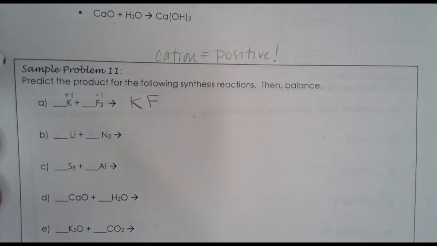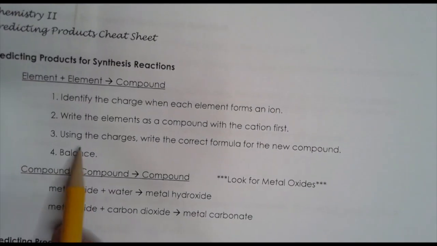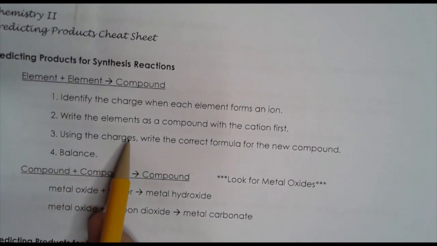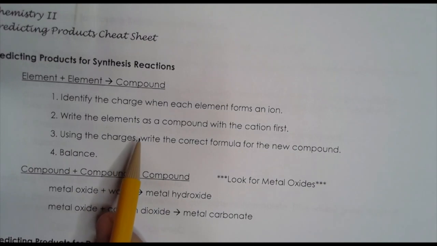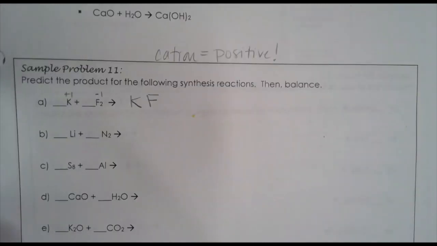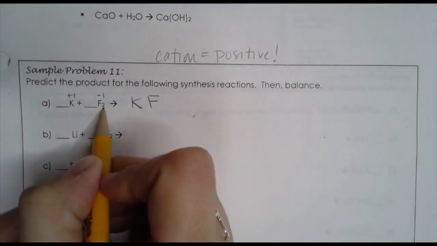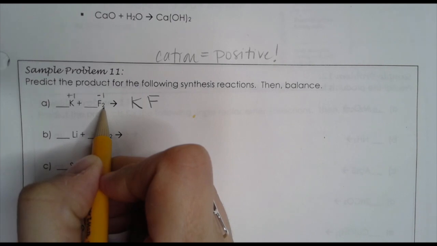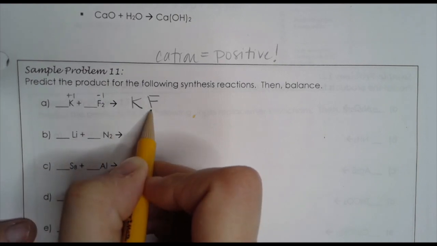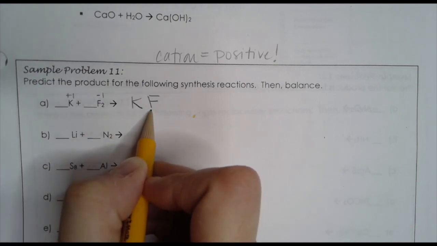You're going to write this as a compound, and it says, using the charges, write the correct formula for the new compound. So we're not bringing this 2 over from fluorine. The reason fluorine has a 2 here is because fluorine is one of our 7 diatomics. It doesn't like to be by itself. However, here, fluorine is not by itself, so you don't have to bring that 2 over.